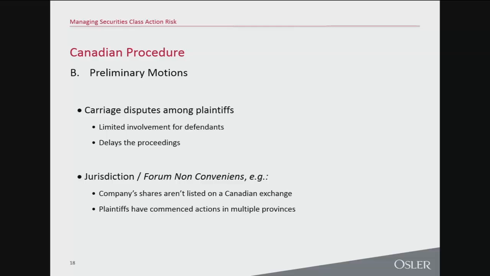In addition to carriage motions, there can also be motions regarding jurisdiction or forum non conveniens, where there are actions commenced in different provinces. For example, in a Valeant case that is currently pending before the courts, there were actions commenced in Quebec and Ontario, in which there was a carriage fight in Ontario. That was resolved, and now one of the plaintiffs' law firms is bringing a forum non conveniens motion in Ontario in favor of Quebec. So these preliminary battles can take up a lot of time and energy on the plaintiffs' side.